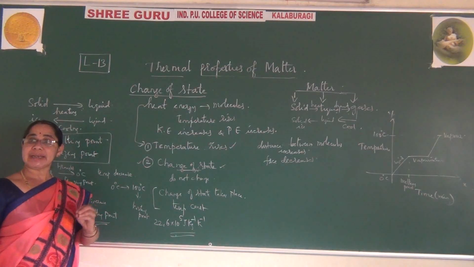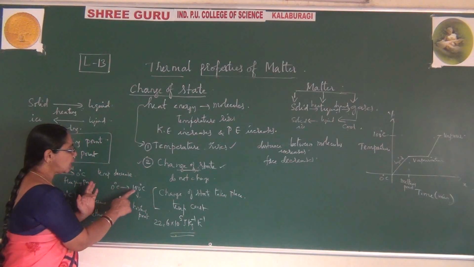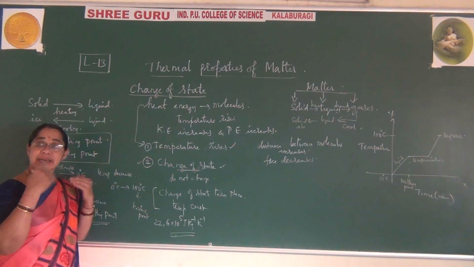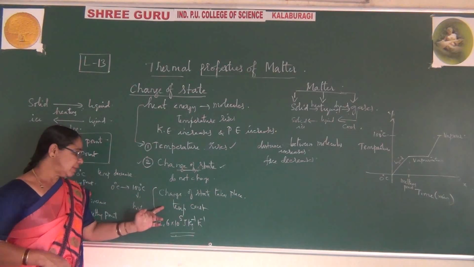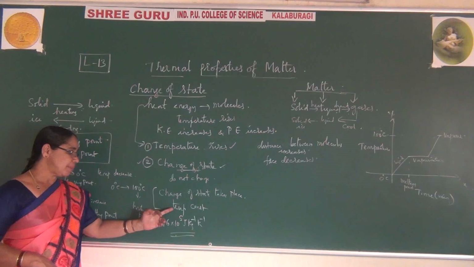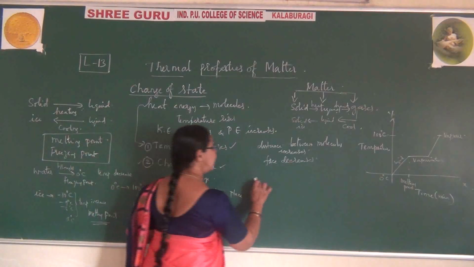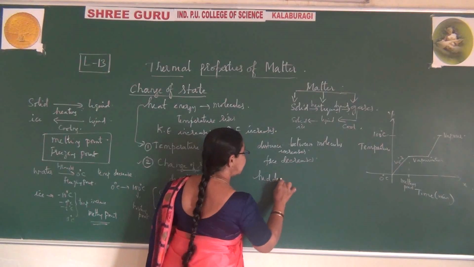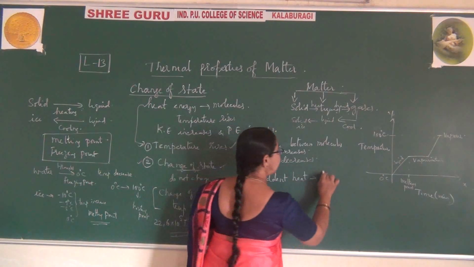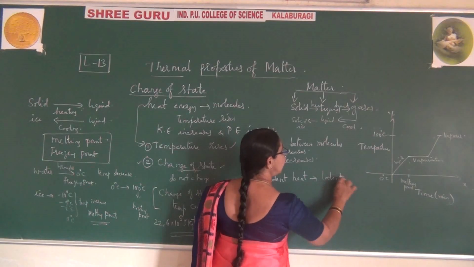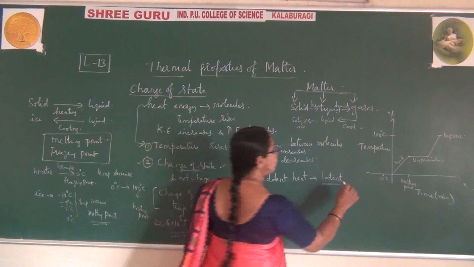What do you mean by latent heat? You are supplying heat to it. Therefore, from 0 to 100 degrees centigrade, the temperature rises. You are giving some energy to it. That energy is hidden when the temperature remains constant. That hidden energy, that hidden heat, we call by the name latent heat.